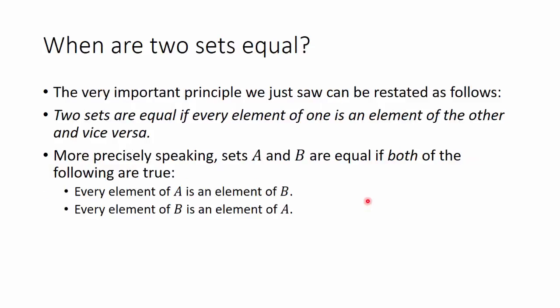So precisely speaking, sets A and B are equal if both of the following are true. Every element of A is an element of B, and at the same time, every element of B is an element of A.